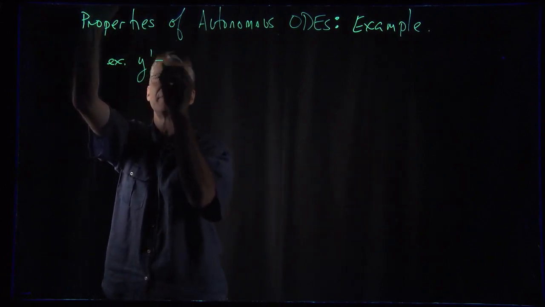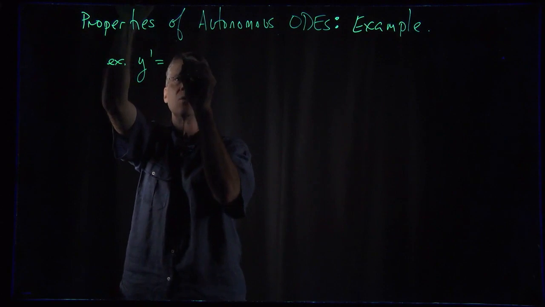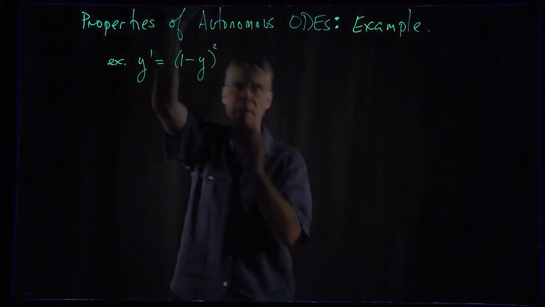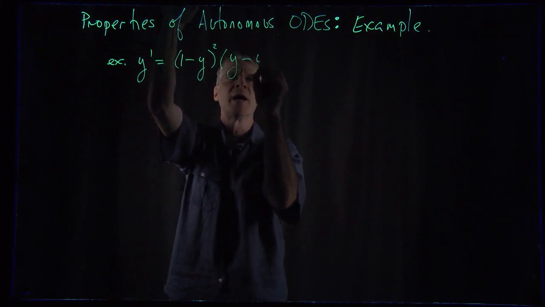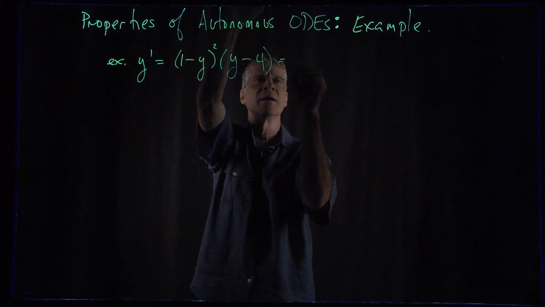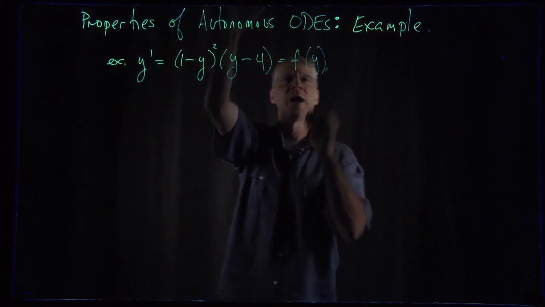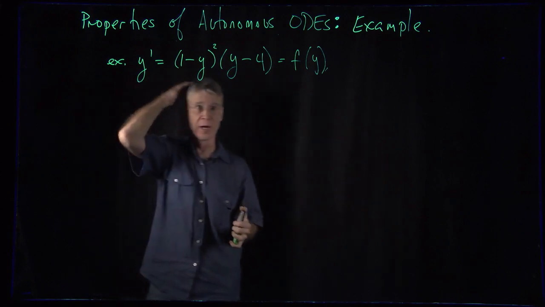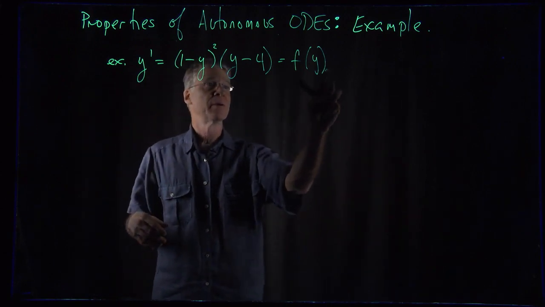y prime equals (1 minus y) squared times (y minus 4). And I'm going to call that my f of y. In order to basically use this f of y, I want to be able to graph this and I want to be able to talk about it.